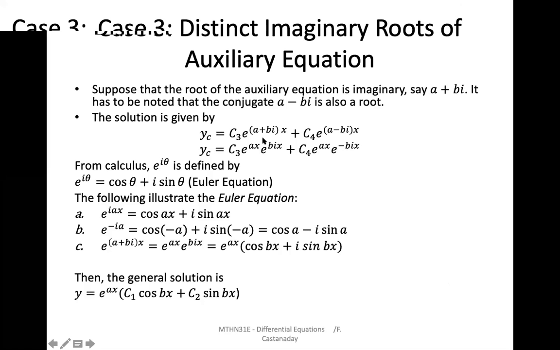So therefore the general solution is e raised to ax, where a is the real part of our complex number, times the quantity c sub 1 cosine of bx, where b is the imaginary part, or the coefficient of the imaginary unit, plus c sub 2 sine of bx.